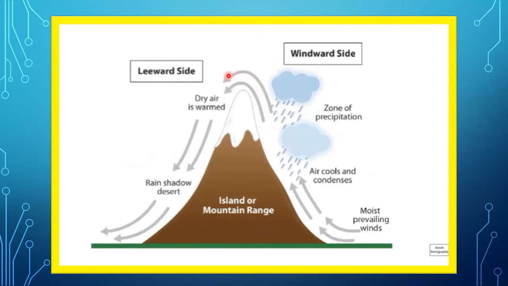It is also called the rain shadow area. That means because of the mountains, a shadow is created, and this side of the mountain does not get any rain. So the side which does not get rain is called the leeward side, and the side which gets the rainfall is called the windward side of the mountain. So mountains play a major role in climate.